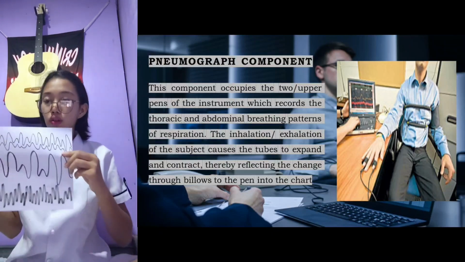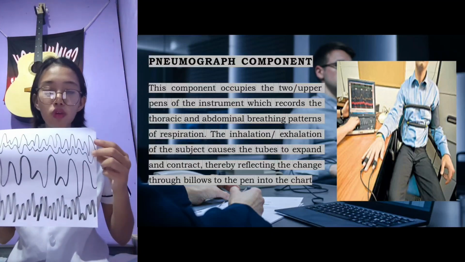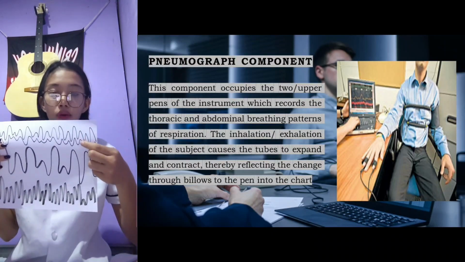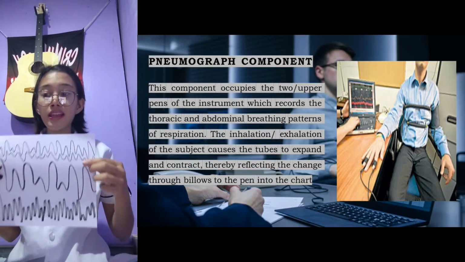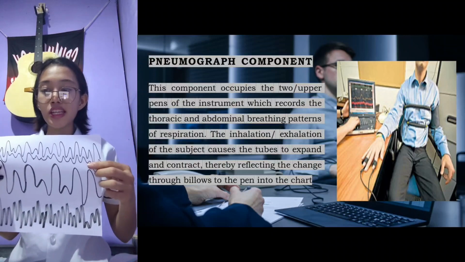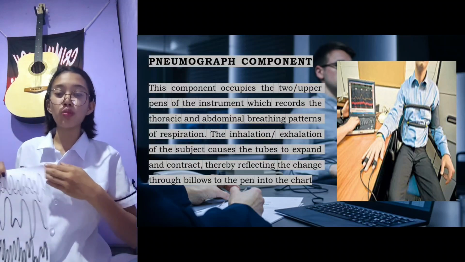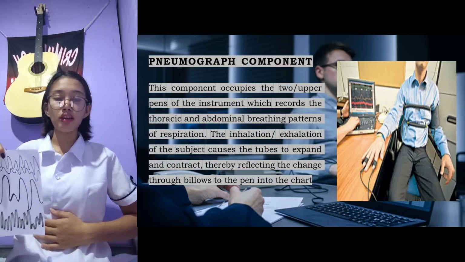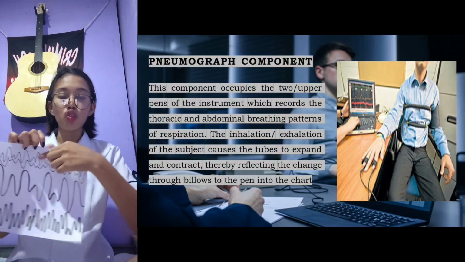So, meron tayong example dito. And sinasabi dito na two lines upper ang meron sa pneumograph. So, which means itong dalawa. Isa for thoracic or the chest, while ang nasa baba is the abdominal. The inhalation and exhalation of the subject causes the tubes to expand and contract, thereby reflecting the changes through bellows to the pen into the chart. So, kapag nadi-displace ang pneumotubes sa ating chest and sa abdominal, nagkakaroon ito ng resulta sa ating polygraph machines, and dito siya nababago. So, every change ay nadedetect ng ating pneumotubes.